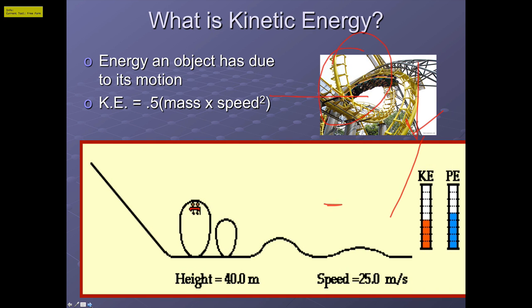Here you're seeing the roller coaster. As it's moving, you've got that kinetic energy taking place. Notice this graph, when it was at the crest, it had the least amount of kinetic energy, but it had the most potential energy right here. Watch the chart, watch the graph.